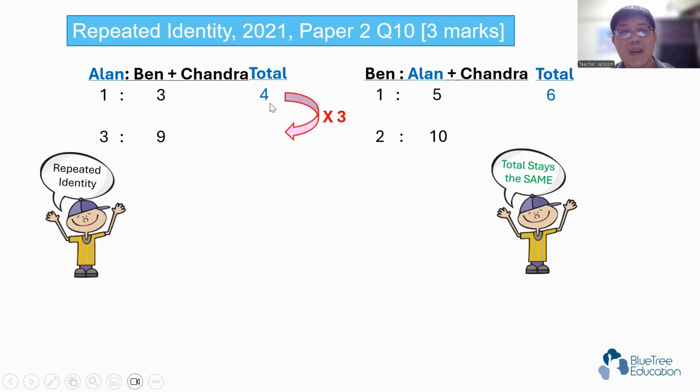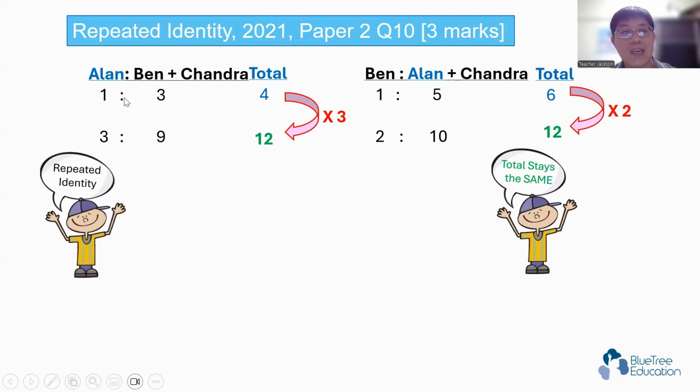So what we do here is I take 4 times 3 to get 12. Then the next one, we have another times 6 times 2, you get 12. So next question will be why? Well, because we want to have the total the same. So now my total is the same, right? This is 12 and this is 12.